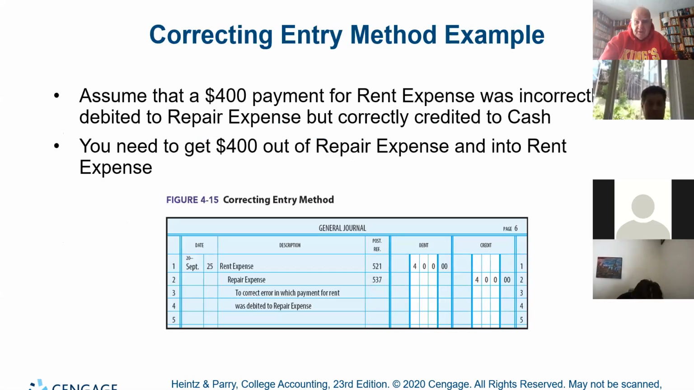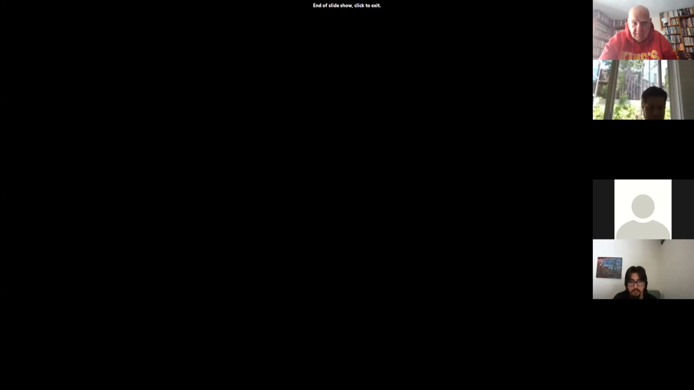Now, they're just going to give us an example, I suppose. A 400 payment, now they made a mistake. They debited repair expense by mistake, but correctly credited cash. You need to get the 400 out of repair expense and into rent expense. So guess what they're going to do? They're going to credit the rent expense, I bet, and debit repair expense. Well, we'll never know because that's the end of the chapter.